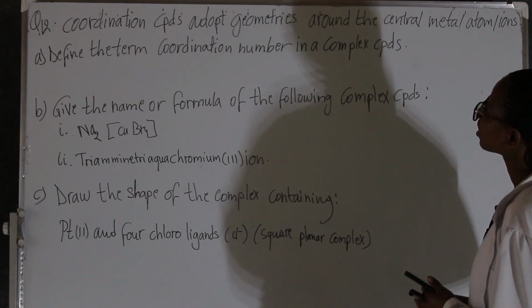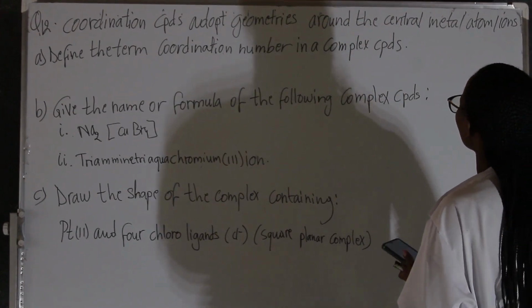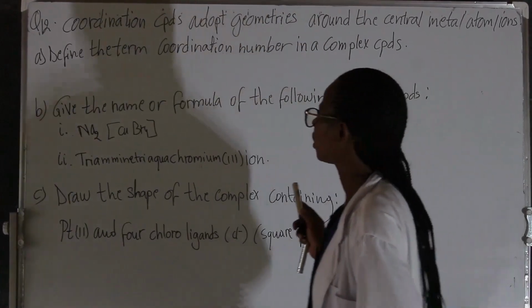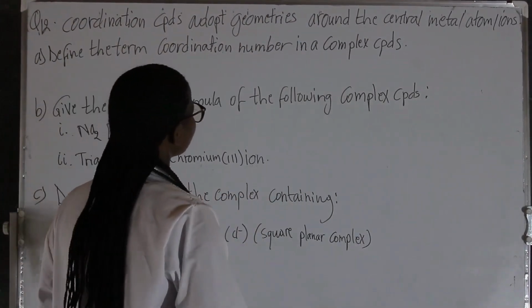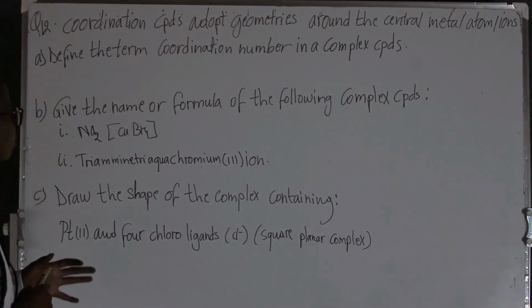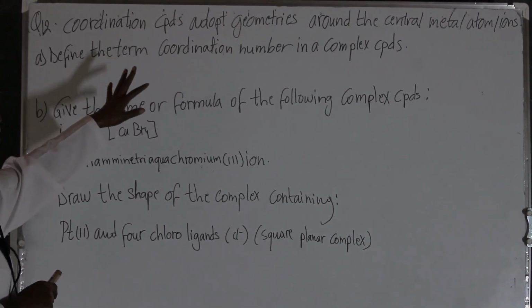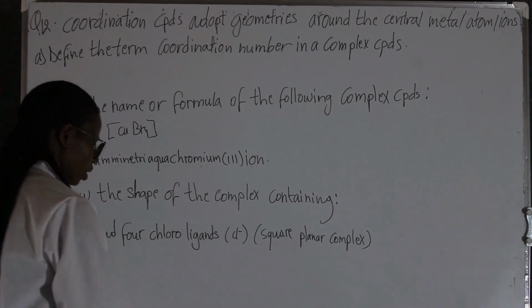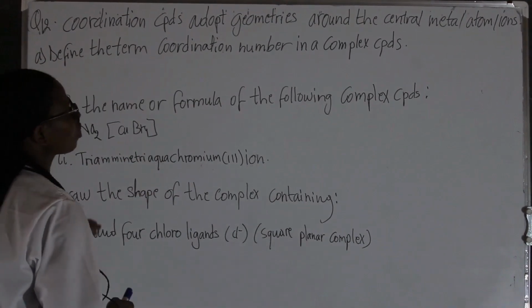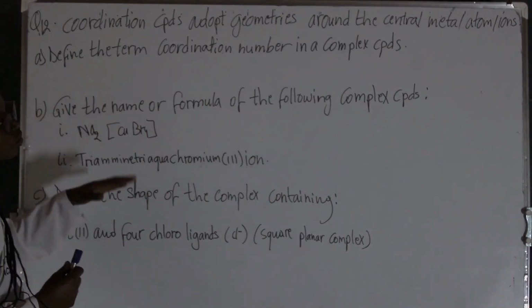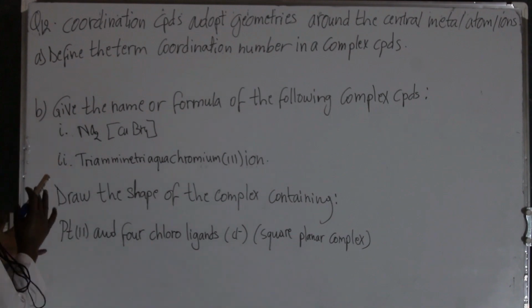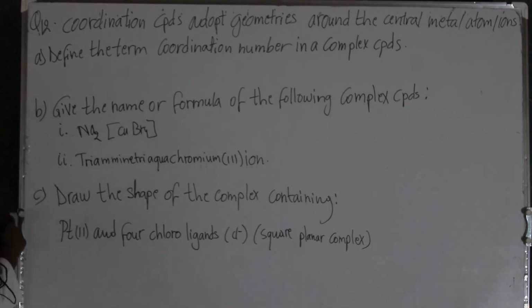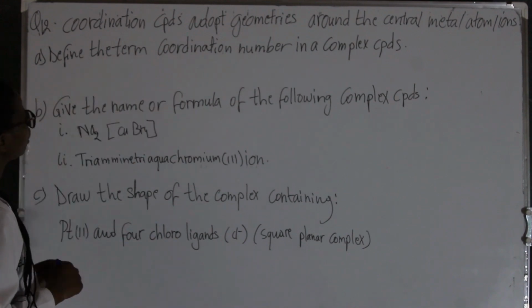Coordination compounds have geometry around the central metal atom or ion. Define the term coordination number in a complex. The coordination number in a complex is just the total number of atoms or ions that are attached to the central atom. That is what we call the coordination number.